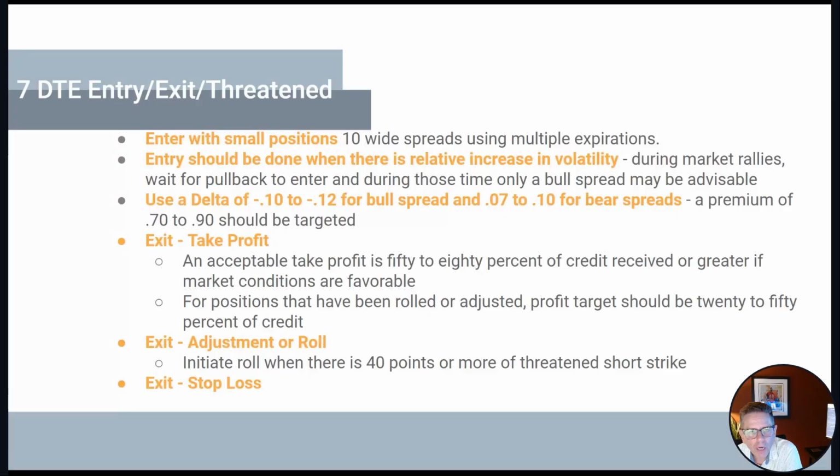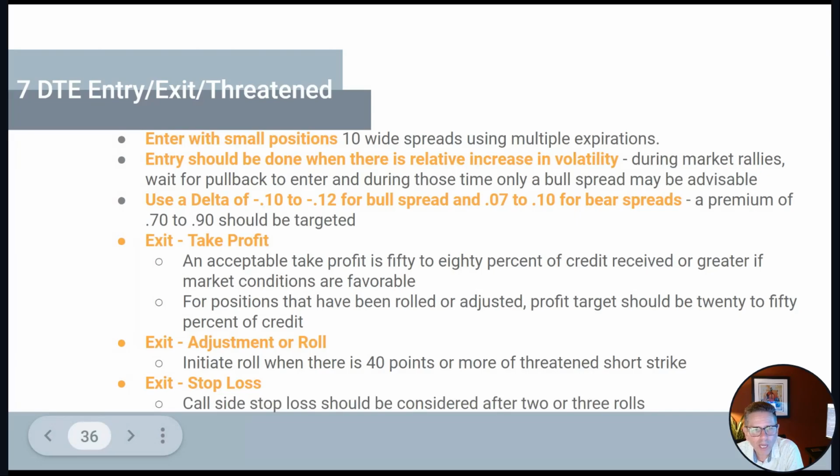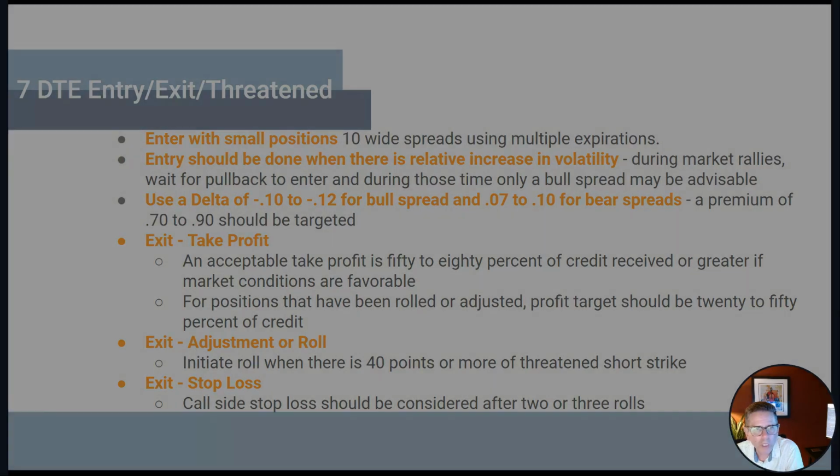Stop loss, good. If you've got a bear spread and you're rolling that thing, you definitely just want to get out of that thing. You don't want to take that over and over and over again. And at the beginning of this year, we had some of those, and it's just a bear, man. It's really bad. Okay, all right. So kind of a rule: call side stop loss should be considered after about 2 or 3 rolls, so you won't get into big trouble.